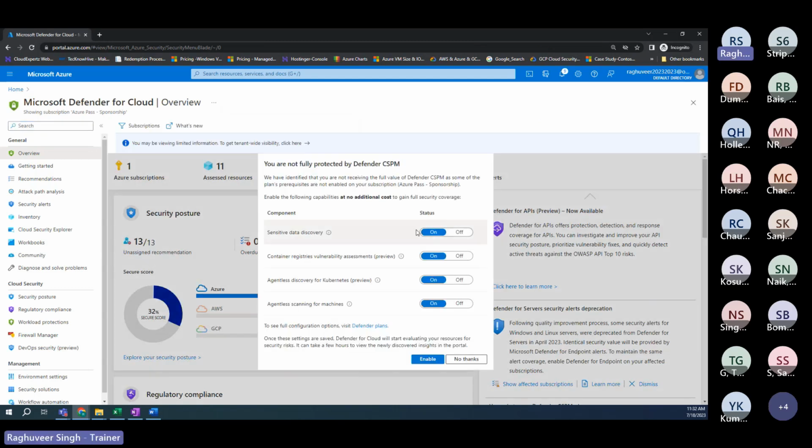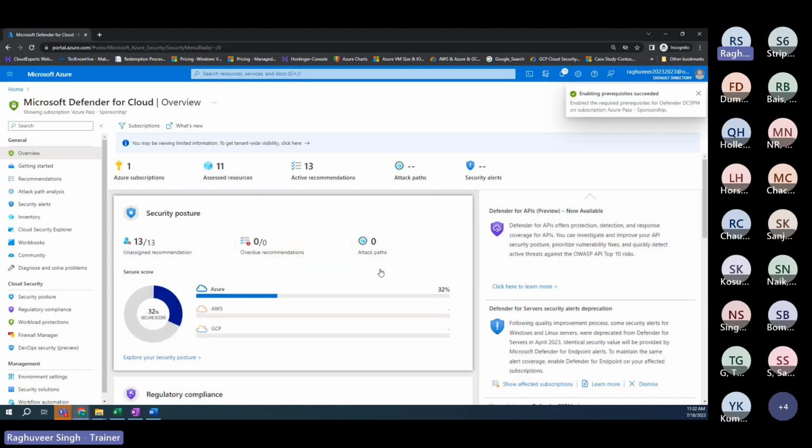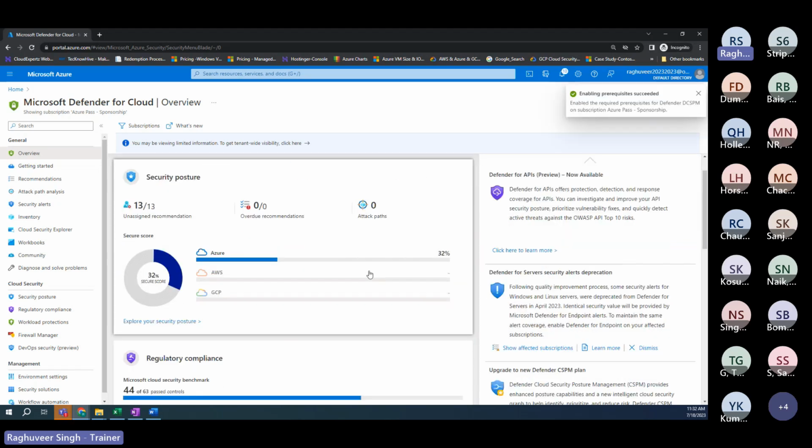Over here, you will start to see the compliance. It says you are not fully protected by Defender. So I already have enabled all of these plans. If you see any cost, and if you see any pop-up that says please enable the additional plans, go ahead and enable it because you're not paying anything.